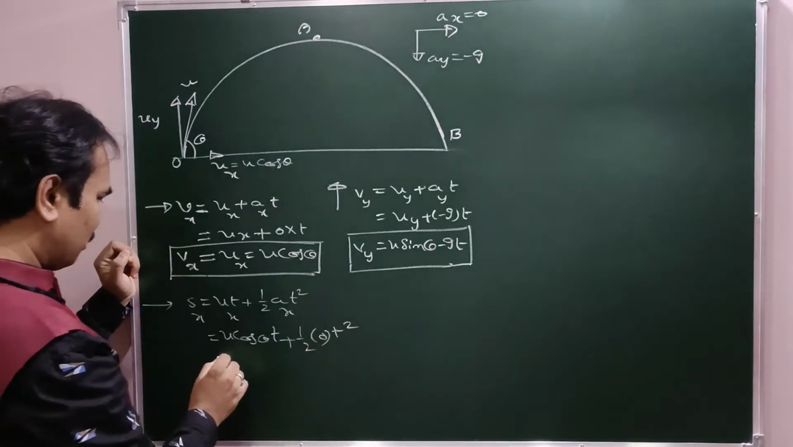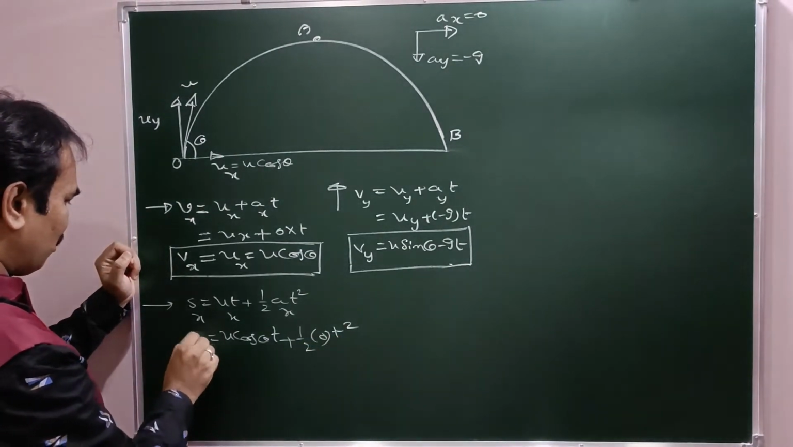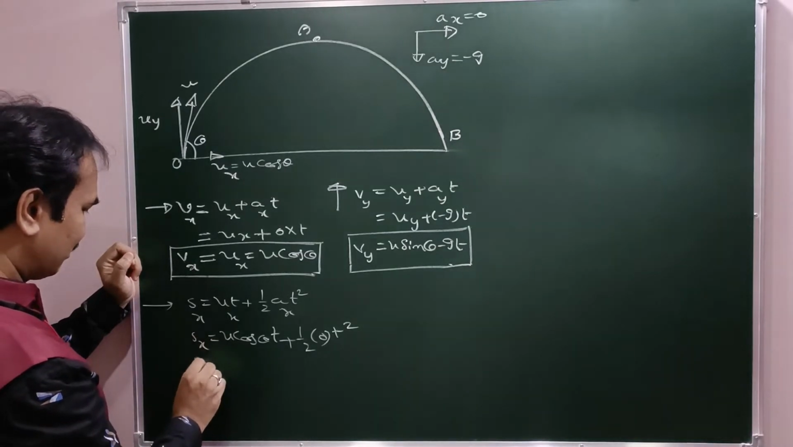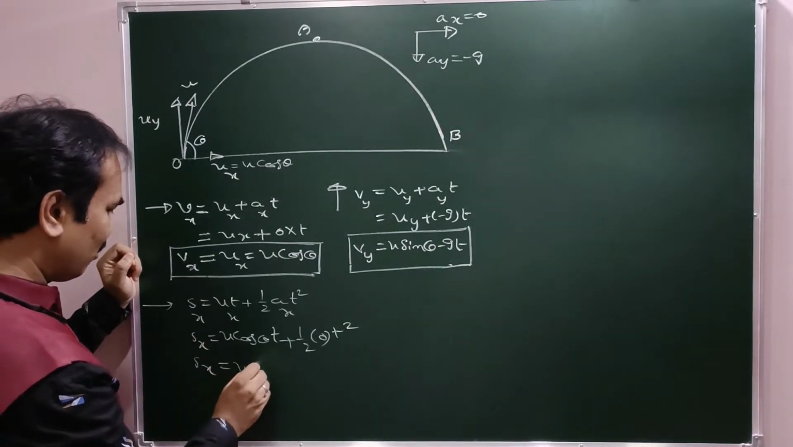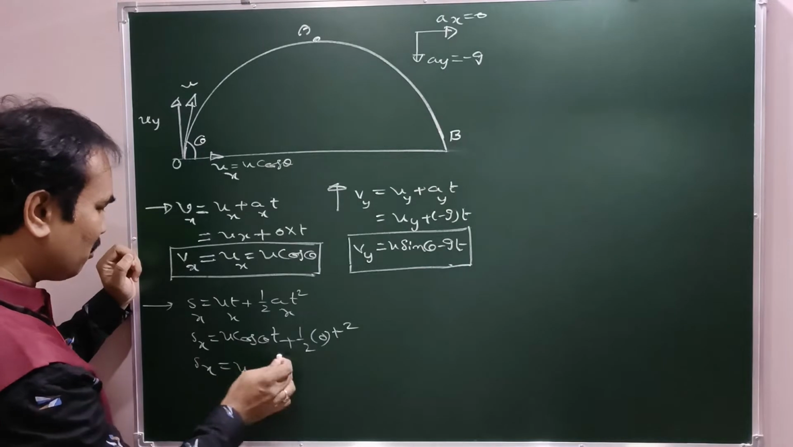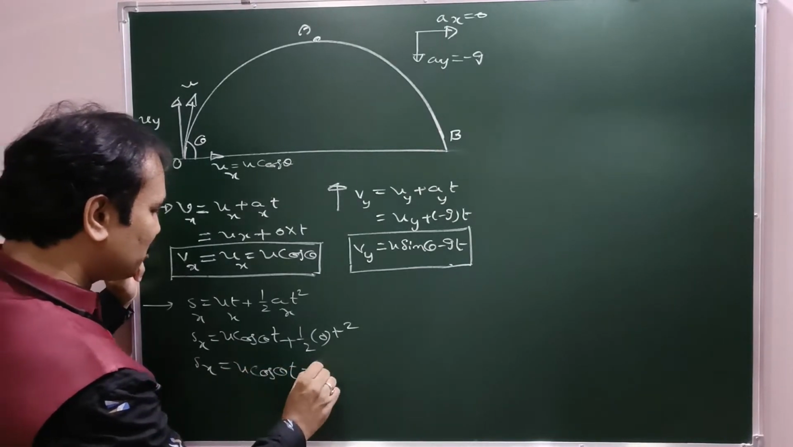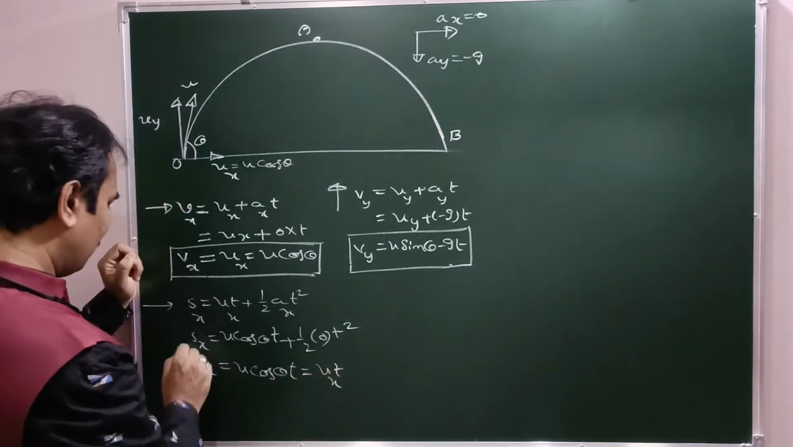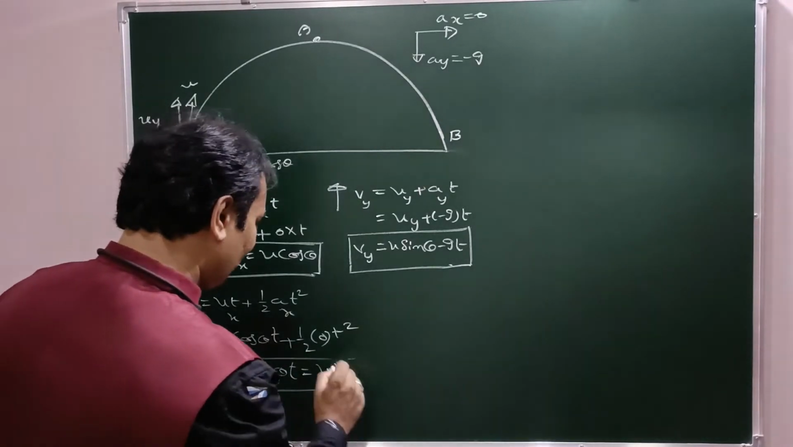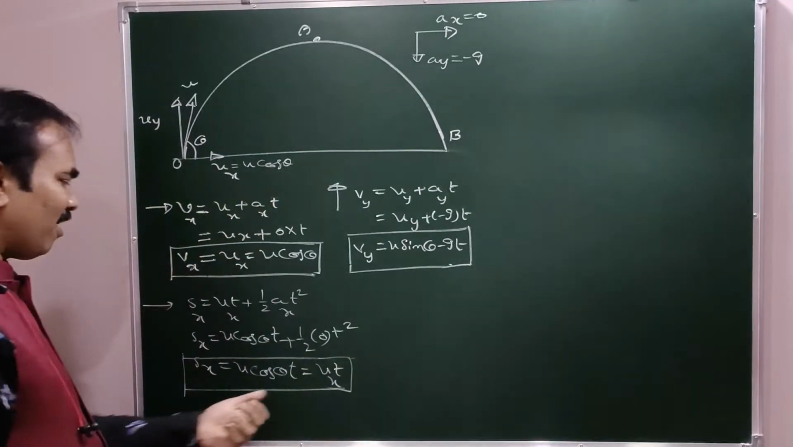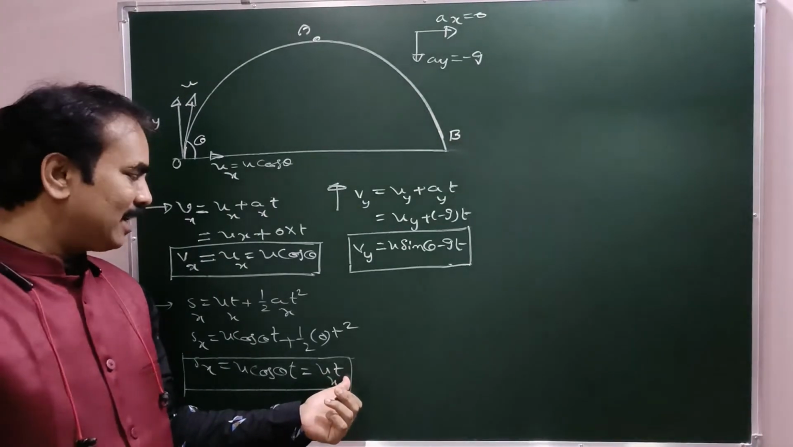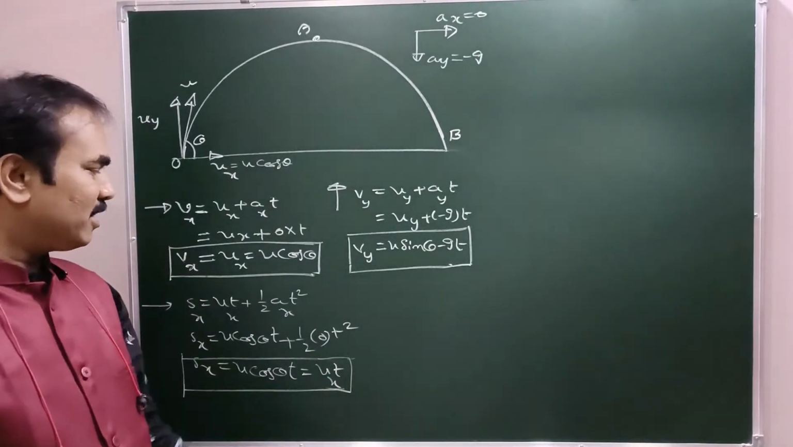So sx equal to u cos theta into t. That is ux into t. U cos theta means ux. So this is the displacement covered by the projectile along horizontal in time t. So sx equal to ux into t.